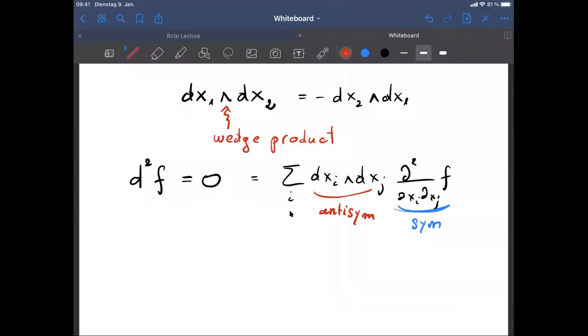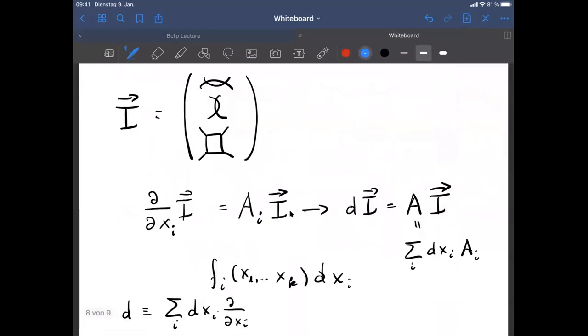And if you take a function f and you compute its differential, df, that is what is called a differential one form. So a linear combination of objects of this type is called a differential one form. That's all you need to know about it.